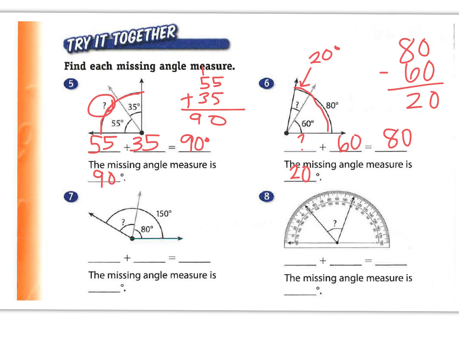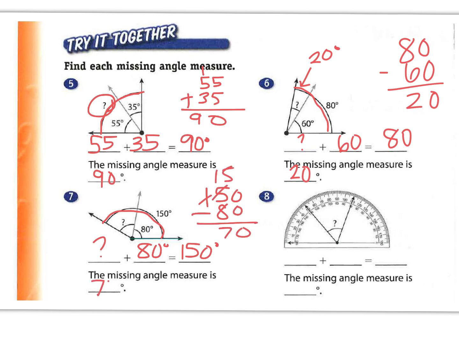Here again, we know the big angle is 150 degrees. And we're going to do question mark plus 80 equals 150 degrees. So we have to work backwards again. 150 minus 80. And then we get 70 degrees. So the missing angle is 70. We know because 70 plus 80 equals 150 degrees.